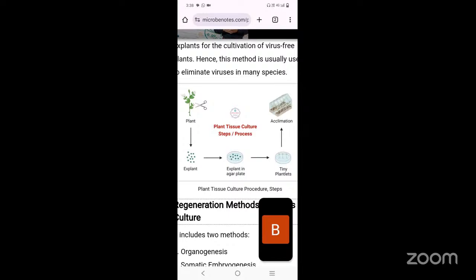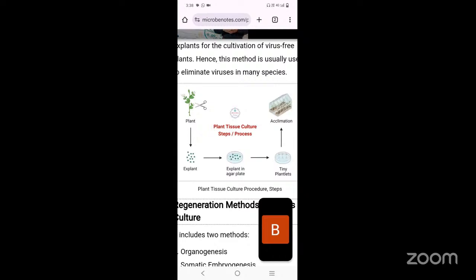Okay, so the tissue culture technique was first of all introduced by Haberlandt. Haberlandt is a scientist who introduced tissue culture.